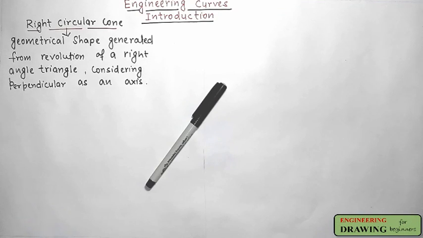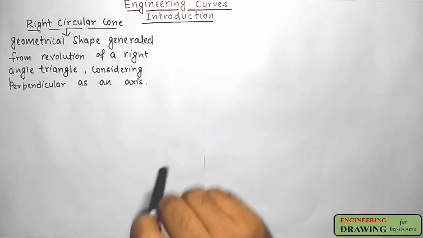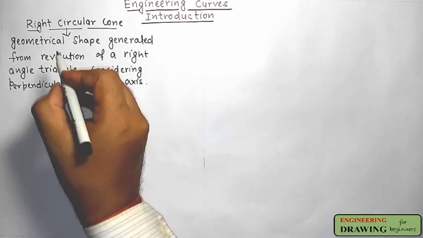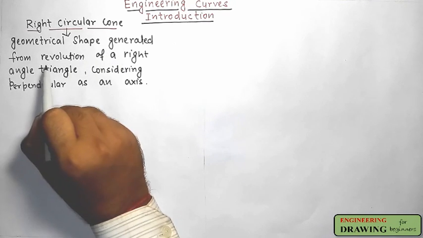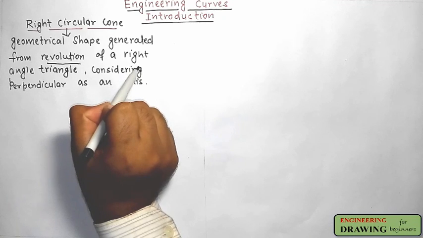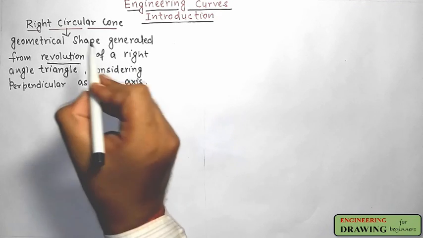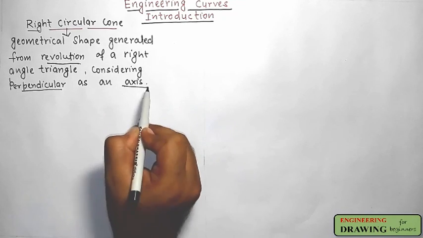Hello friends, in this tutorial I will discuss different types of engineering curves formed by the intersection of a cutting plane with a right circular cone in different ways, like parabola, ellipse, hyperbola, etc. First of all, what is a right circular cone? It is a geometrical shape generated from the revolution of a right angled triangle considering the perpendicular as an axis.